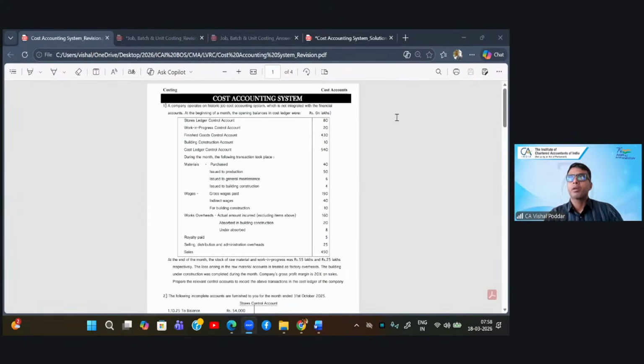So if the question has prepaid or outstanding overheads, then only you will carry forward it. Then only your overheads account will have balance carried down, brought down. Otherwise, generally overheads account will not have balances. Fine, beta? Is this clear to everyone, students? Should we proceed?